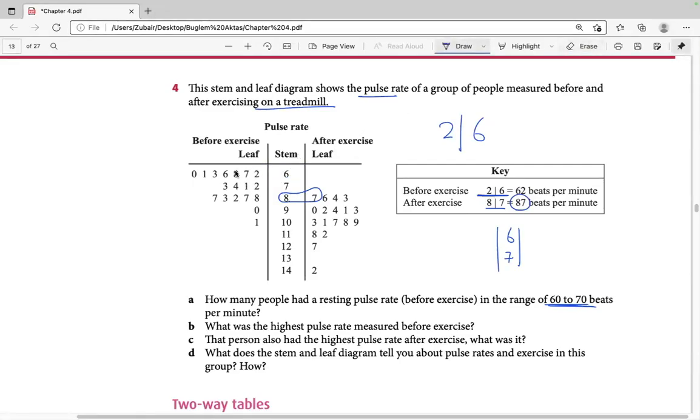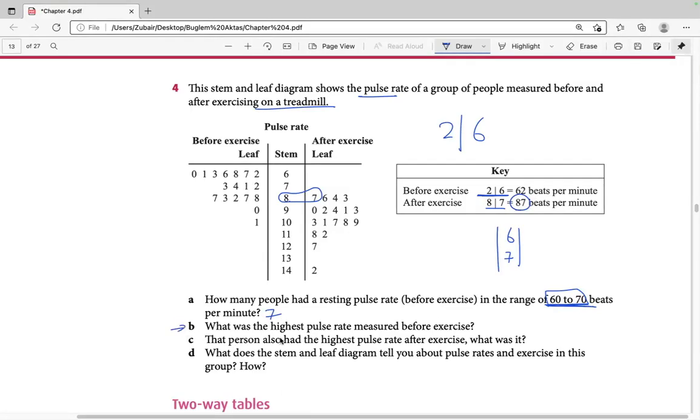11 people? Very good. 11 people. No. Why no? Because this is 73. This is 74. This is 71. This is 72. And we have to stay between 60 and 70. Okay, so it would be 1, 2, 3, 4, 5, 6, 7.